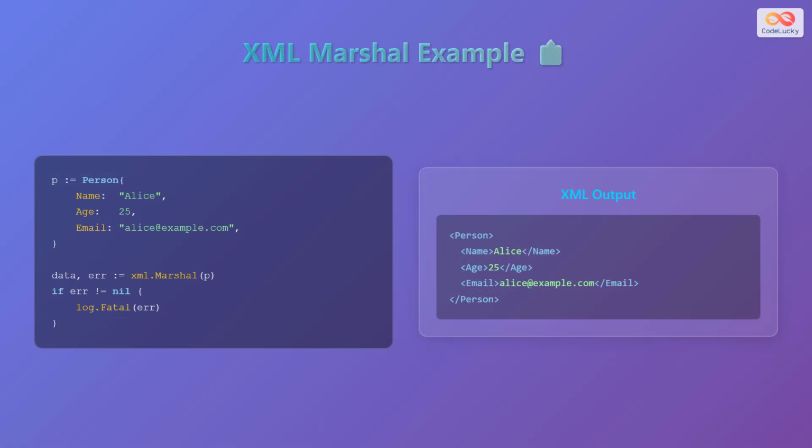Let's look at an example of how to marshal, or encode, a Go struct into XML. First, we create an instance of the person struct, setting the name to Alice, age to 25, and email to alice@example.com. Then, we use the XML Marshal function to encode the struct into XML data. If there's an error during the marshaling process, we log the error and exit. The XML output is as follows. The person element contains a name element with the content Alice, an age element with the content 25, and an email element with the content alice@example.com.